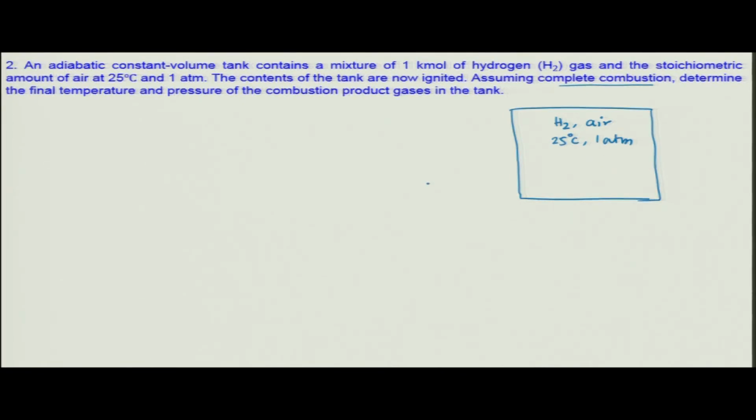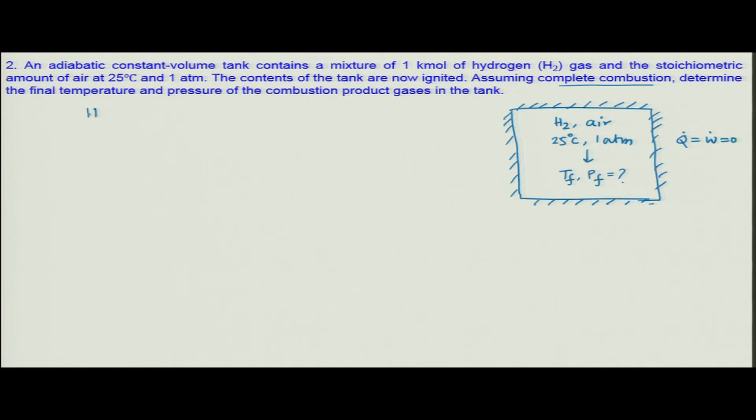We have to find the final temperature, let us say Tf, and final pressure Pf. So, we have to determine them. This is an adiabatic constant volume tank. So, both Q dot and W dot are equal to 0 in this case. To start with, again we have to write down the balance equation.